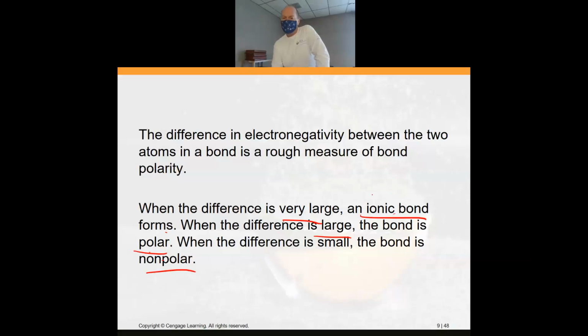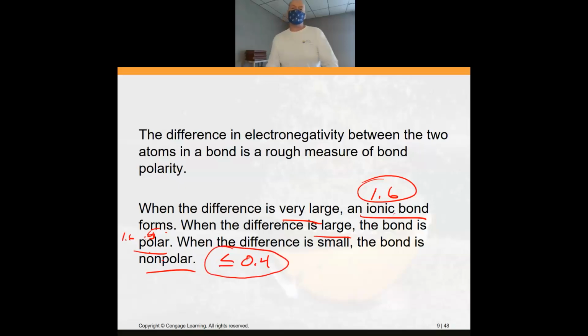I think the cutoff here is like 1.6. When you have a difference of 1.6 or greater, then you are an ionic bond. Nonpolar is less than or equal to 0.4. And so your polar is between 1.6 and 0.4, but more than 0.4. So say 0.5. To be nonpolar, it has to be less than or equal to a 0.4 difference.